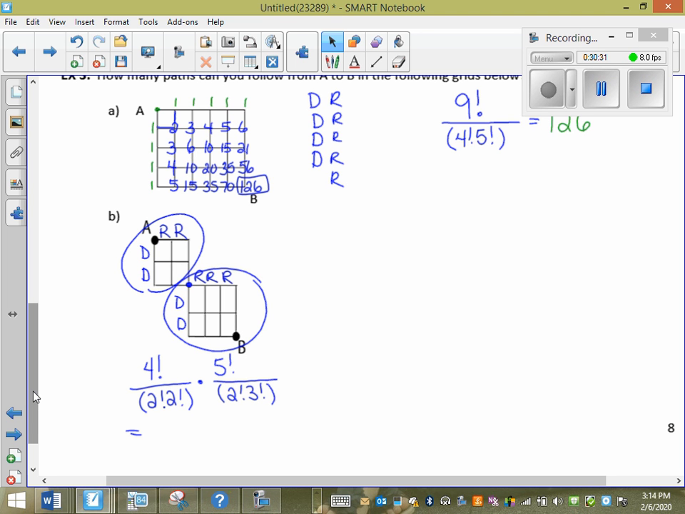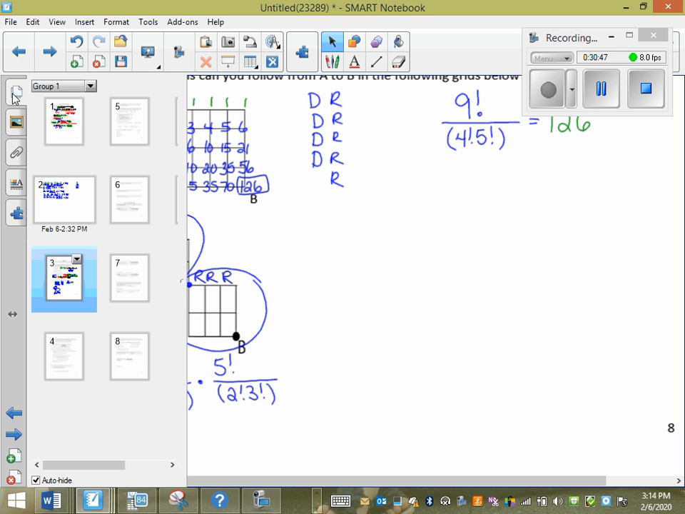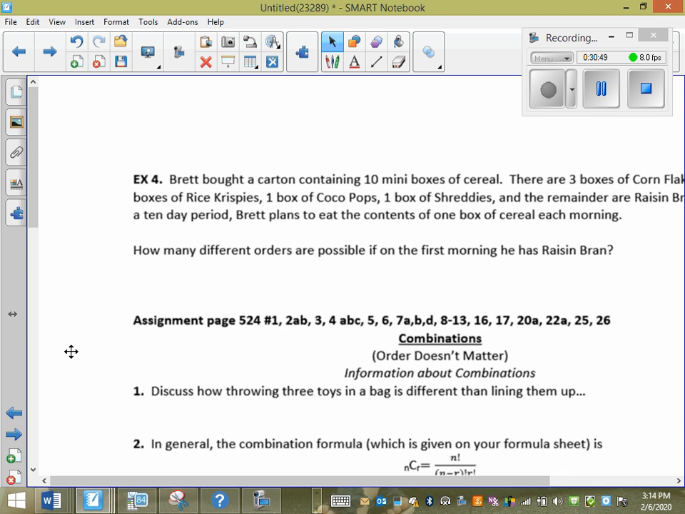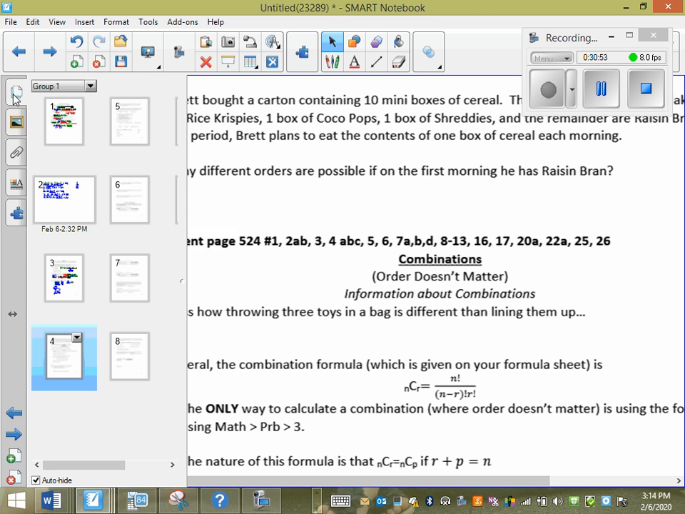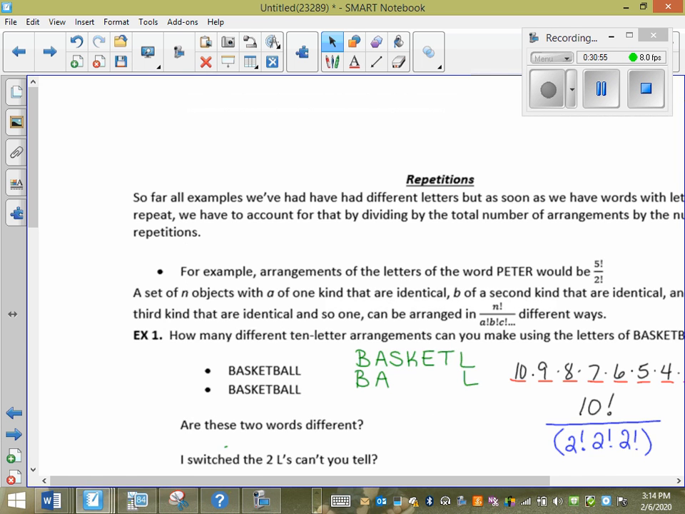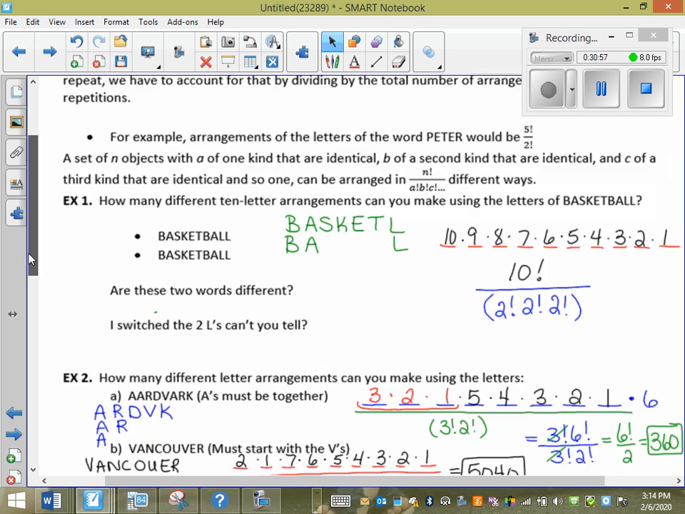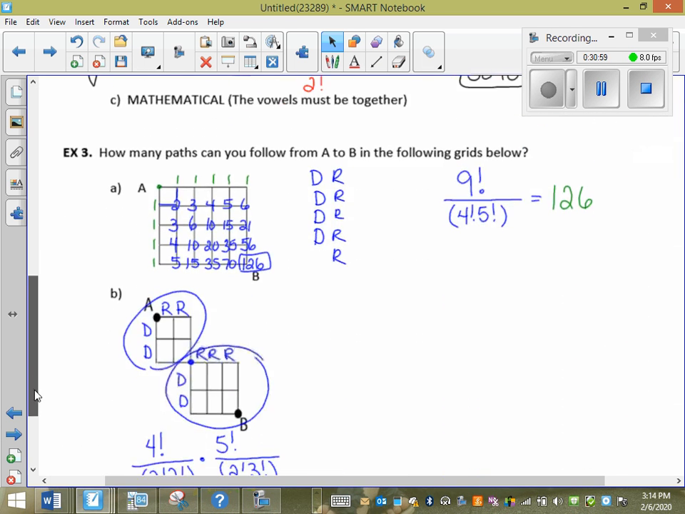On the next page is your homework. It's from the textbook. So just to show it to you, it's right here. It's your homework. Remember, your unit test is next week, Thursday.